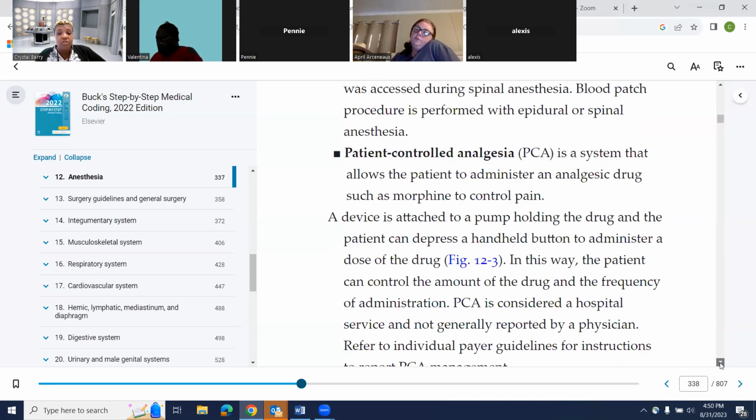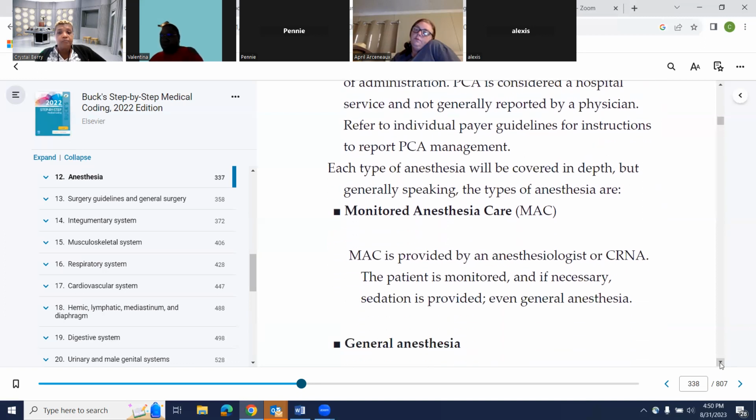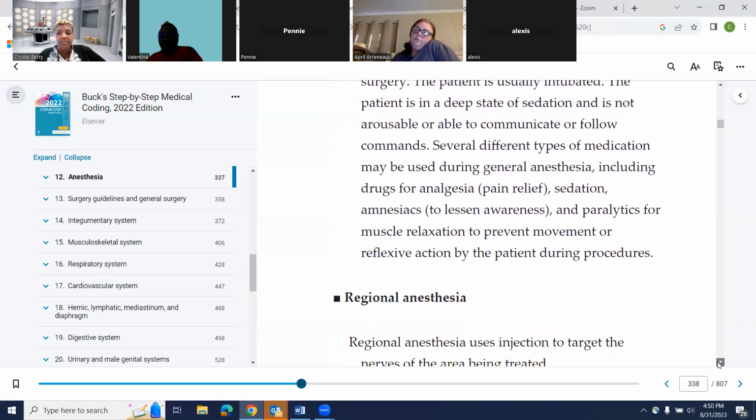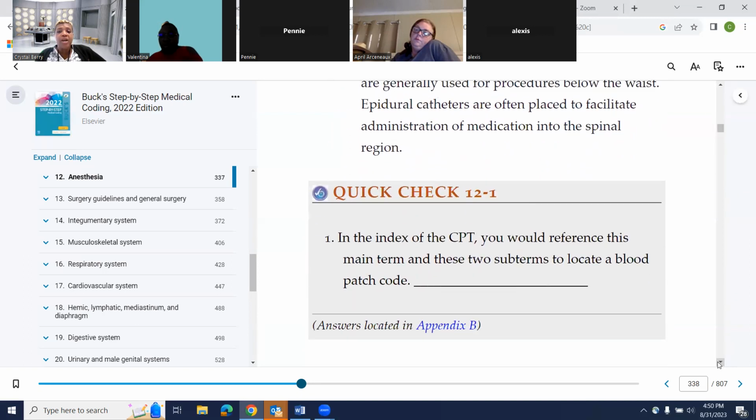And then that question for you, which you have, so make sure you read through this, read through your PowerPoint slides. That first question for your quick check, which is on one of your assignments, says, in the index of the CPT, you would reference this main term and these two subterms to locate a blood patch code. What would be the subterms you would look under for a blood patch code?